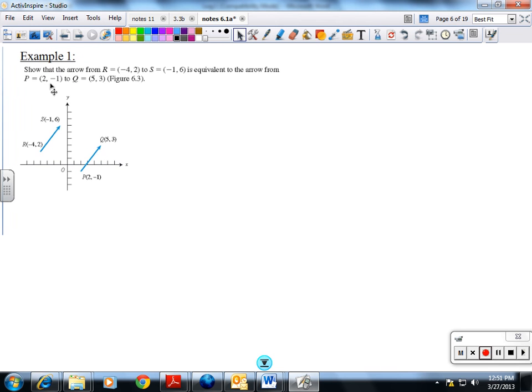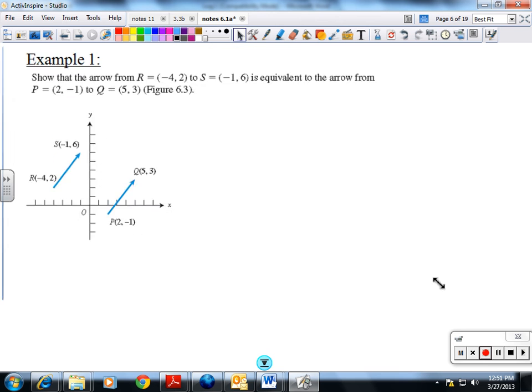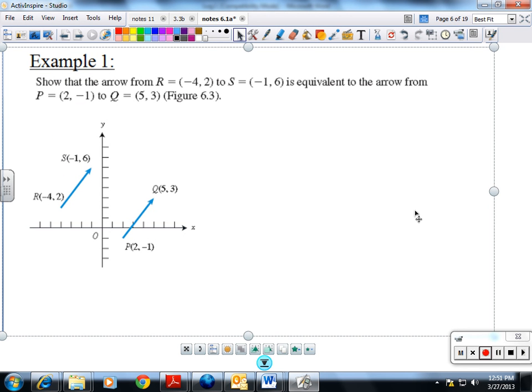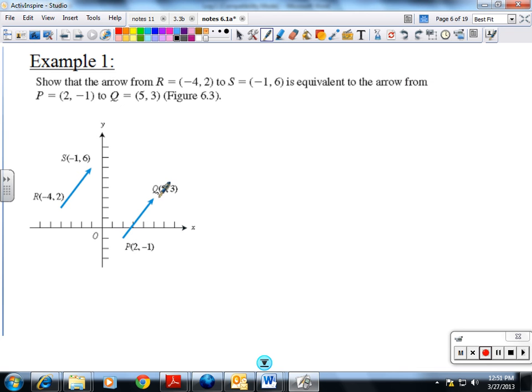Alright, it says show that the arrow from R (-4, 2) to S (-1, 6) is equivalent to the arrow from P (2, -1) to Q (5, 3). To show that two vectors are equivalent, basically we want to do RS and PQ. They need to have the same magnitude. So to find the magnitude of RS, the magnitude formula is really just the distance formula: x2 minus x1 squared plus y2 minus y1 squared.